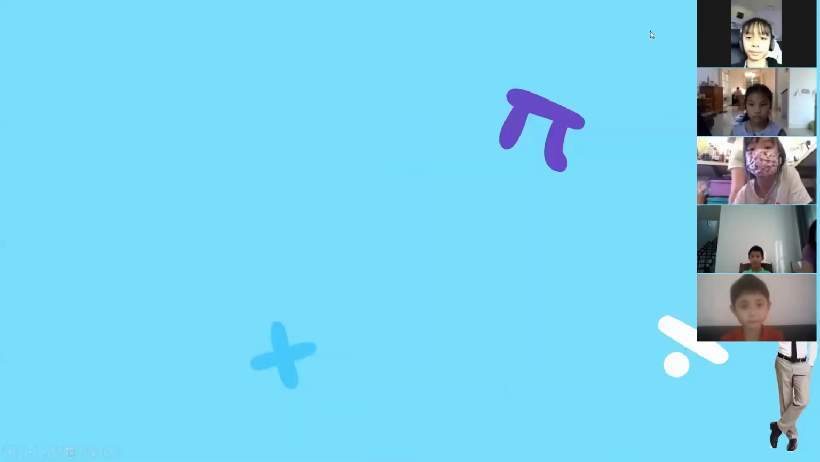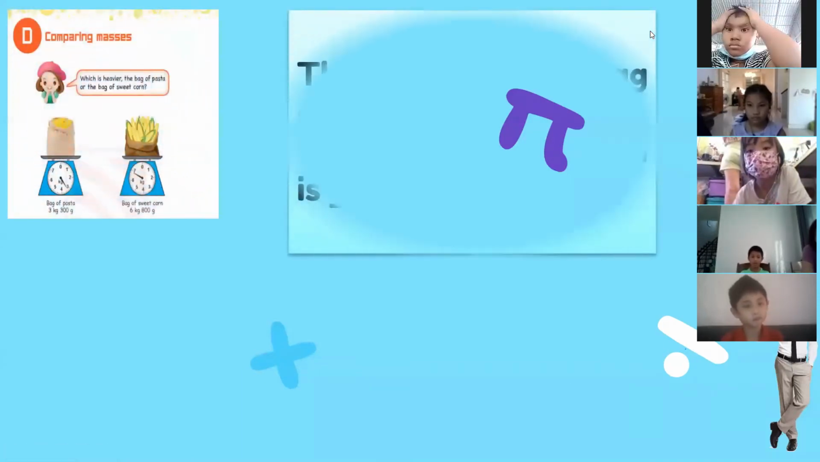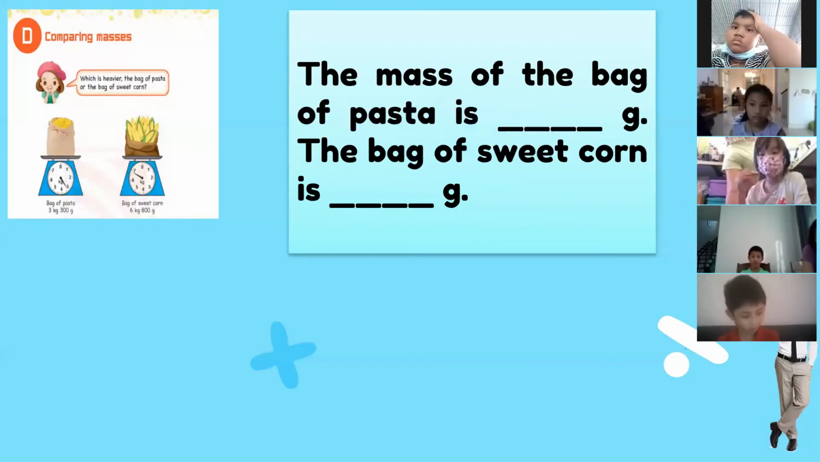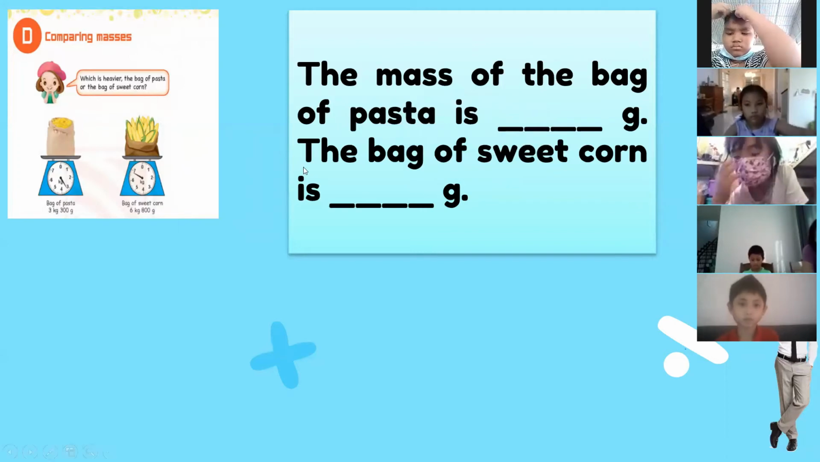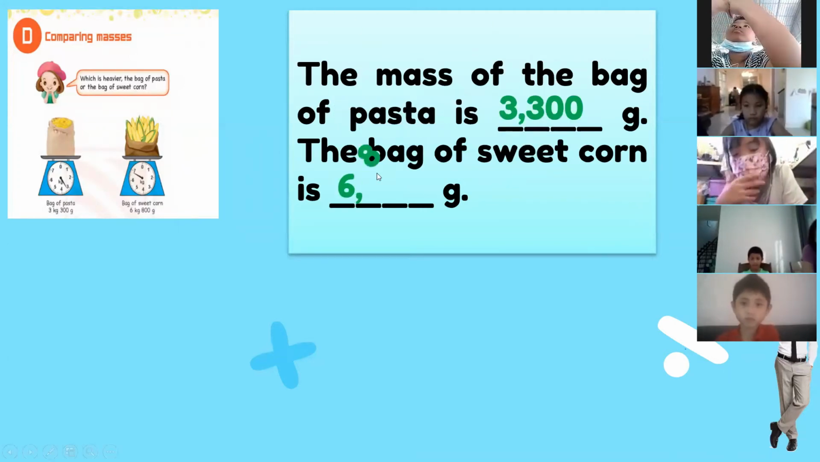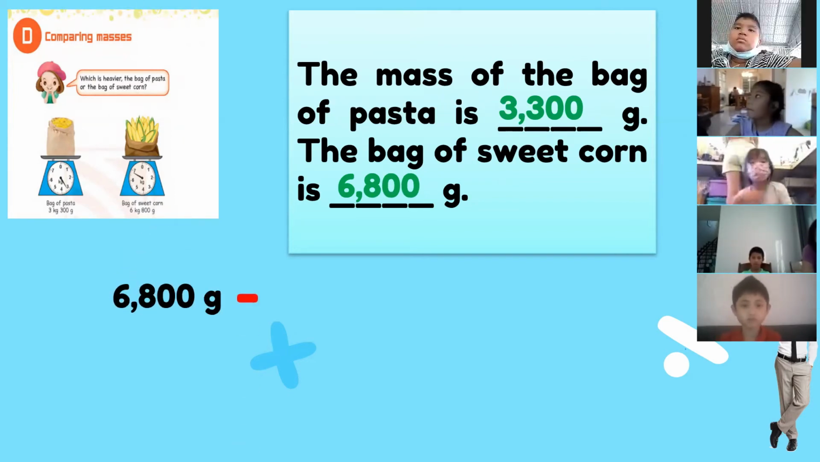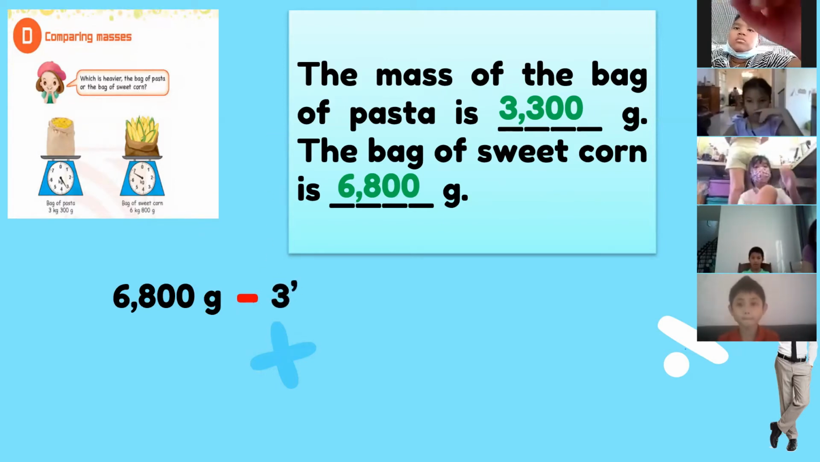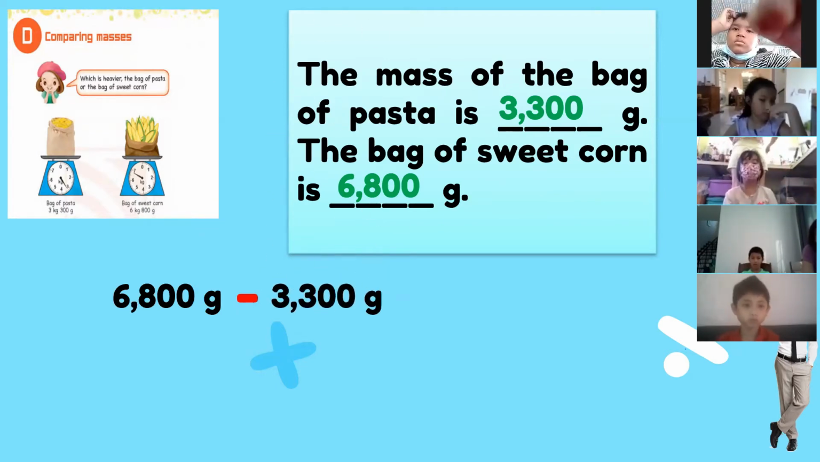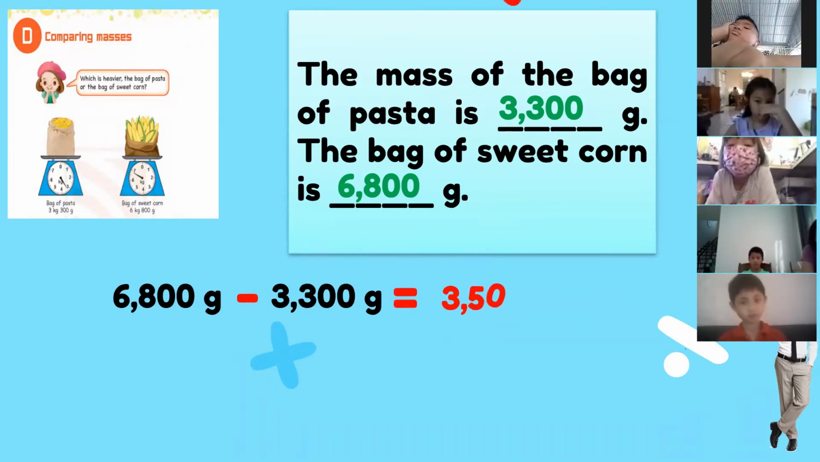But the question is, what is the difference? So let's have the example once again. The bag of pasta is 3,300 and the bag of sweet corn is 6,800, right? Now, if you subtract 3,300 grams from 6,800 grams, you will have 3,500 grams.